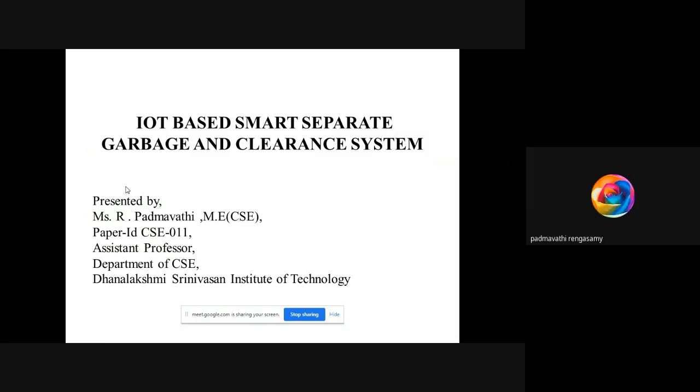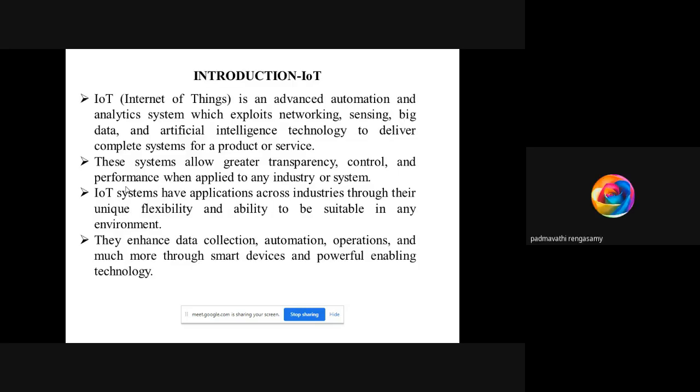Thank you, sir. Good afternoon, one and all. I'm Padmavati from Dhanalakshmi Srinivas Institute of Technology. I'm here to present about the IoT-based smart separate garbage and clearance system. First of all, I have to talk about IoT. IoT is internet connected devices which are able to connect and maintain the system automatically. For digital transformation, we are using IoT. So this is the introduction I have given.